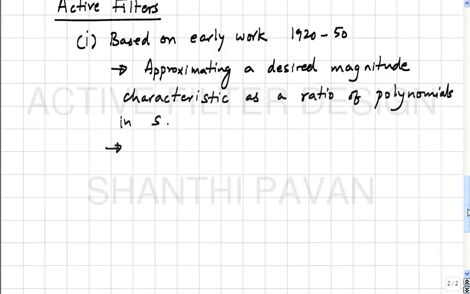Okay, once you have a polynomial in S, the job doesn't stop there. We need to figure out an LCR network which gives you this ratio of polynomials as a transfer function, right? So this whole area is what is called network synthesis. Or more correctly, passive network synthesis, where what people tried to do was figure out ways in which one can realize a given transfer function using passive elements only, R, L and C.